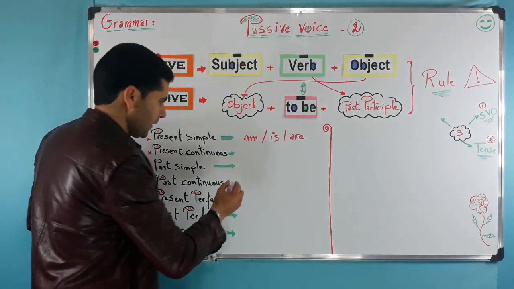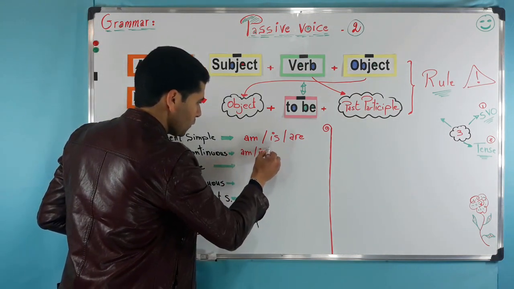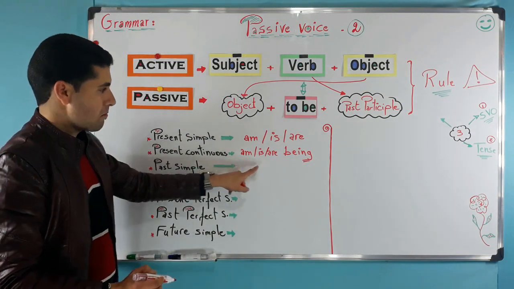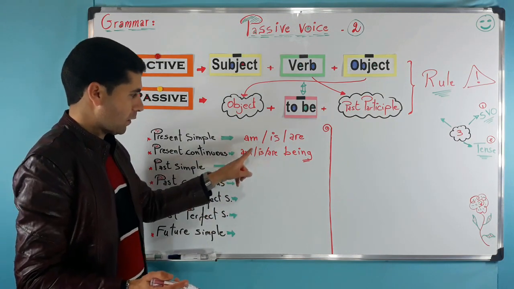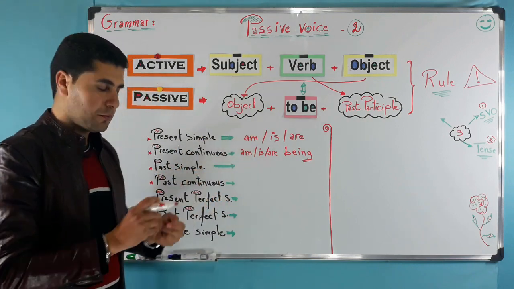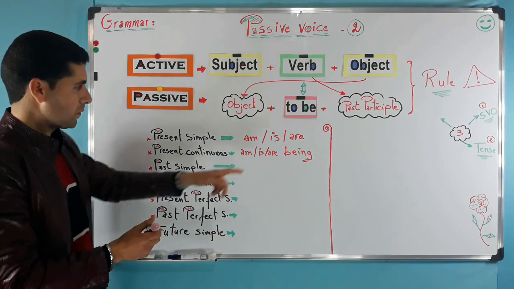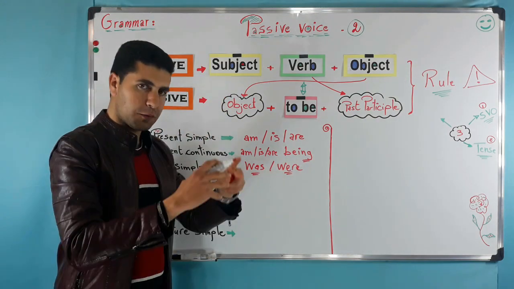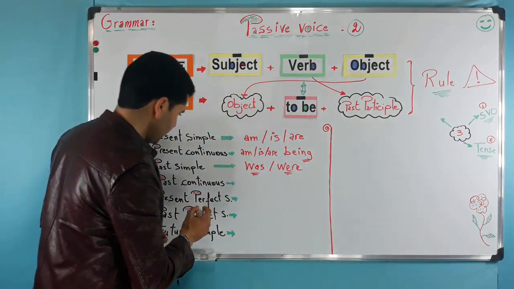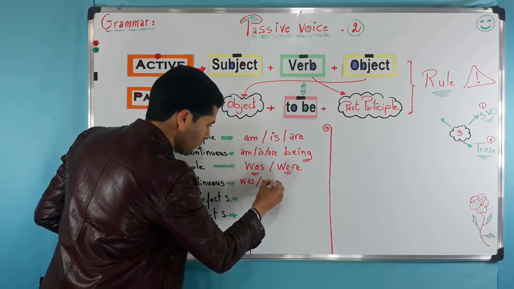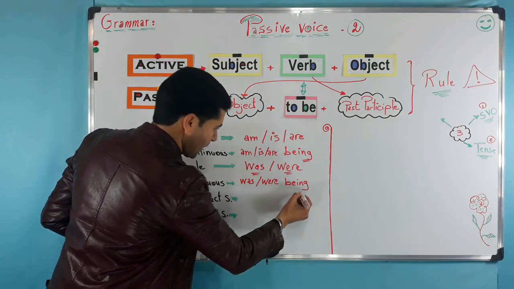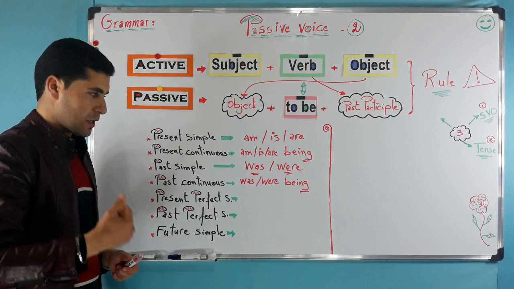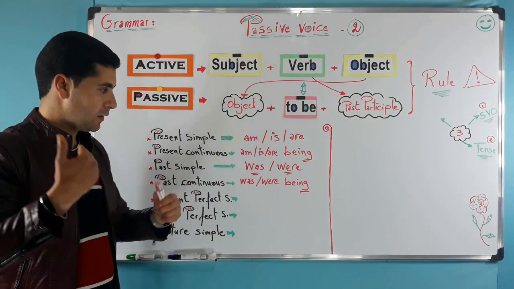Now present continuous is either am, is, or are, plus being. Present continuous is always formed with the ing, so being: am being, is being, or are being. One of these. Is is for singular and are for plural. Now past simple. The verb to be in past simple is either was or were. Was is for singular, were is for plural. Past continuous is was or were being. Again, past continuous is always with the verb in ing. So was being or were being. For example, a message was being sent.